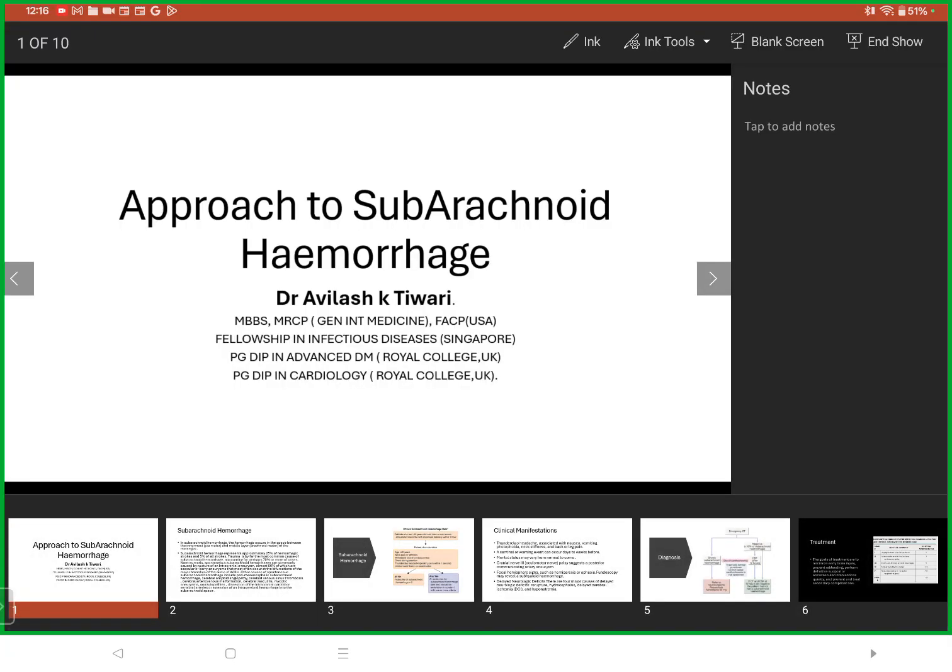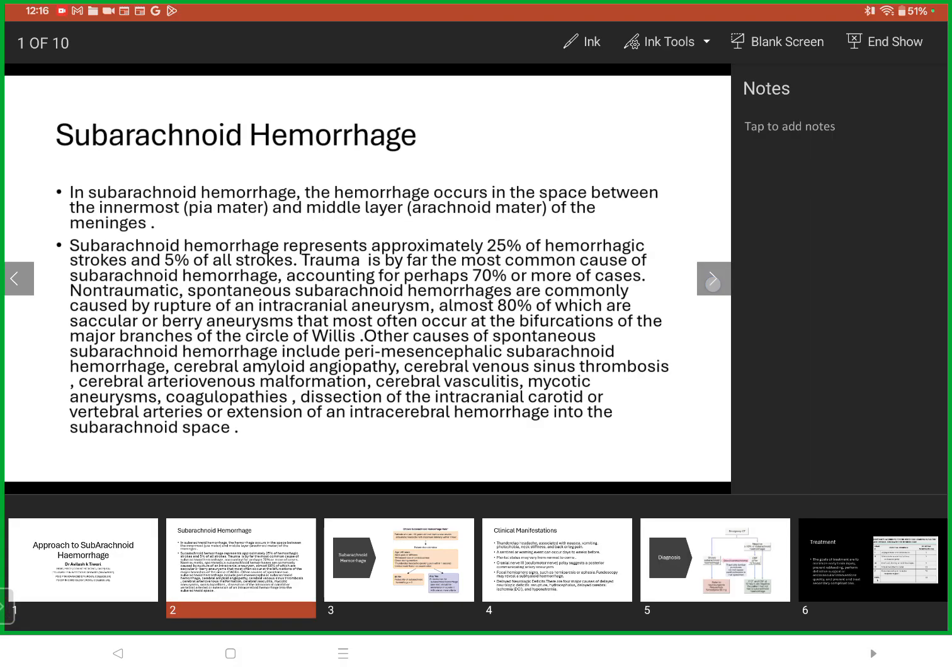We are going to start with an approach to subarachnoid hemorrhage today, and discuss from the physician's perspective how to diagnose and manage this case, so that you can confidently treat it in your routine practice. In subarachnoid hemorrhage, as I've already said, it's a bleeding in the space between the innermost pia mater and the middle layer, the arachnoid mater.